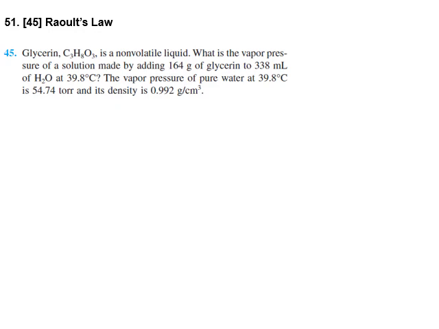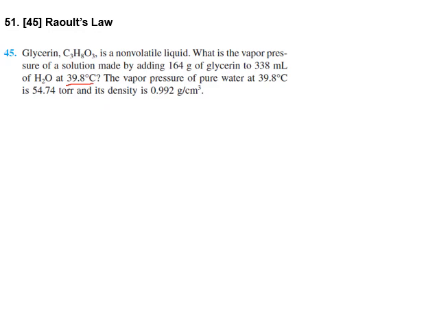Glycerin is a non-volatile liquid. That means it doesn't evaporate. If you put it in water, then as we said in the lecture notes, the water's vapor pressure is going to go down. So we're going to need to know what the vapor pressure of water is at 39.8, or about 40 degrees centigrade. Remember we said that at room temperature, 25 degrees centigrade, the vapor pressure of water is about 24.